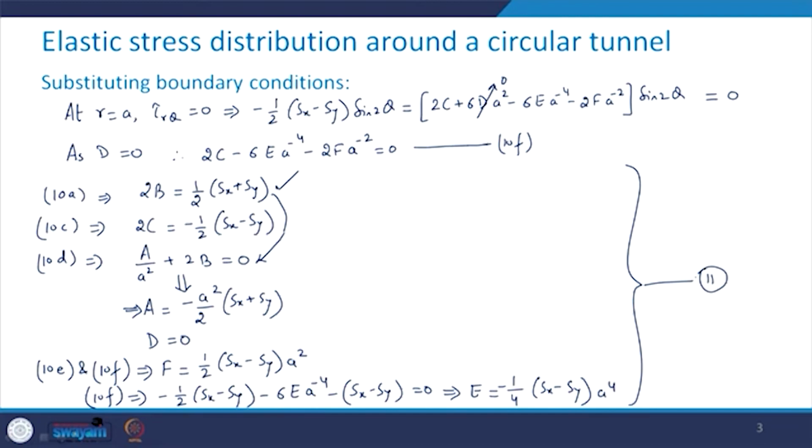So, here you see we have the expression for B in terms of Sx and Sy, the expression for C in terms of Sx and Sy, and then A we can find out like this. D is 0. So, A, B, C and D are known, E is this and F is this. So, all these constants which were arbitrary we could obtain in terms of the applied stresses at r tending to infinity, which are Sx and Sy.